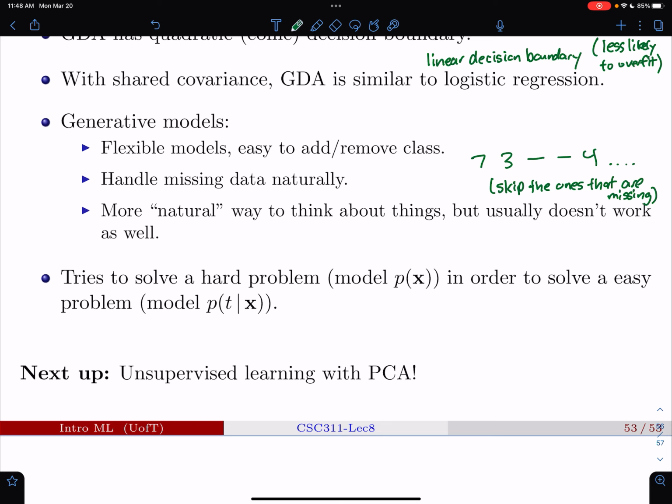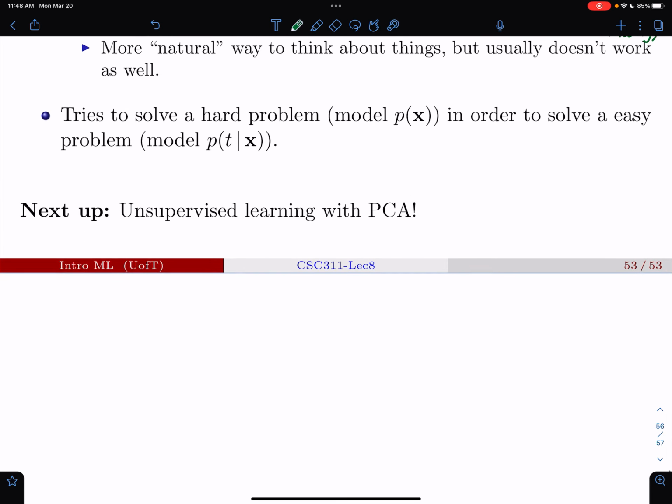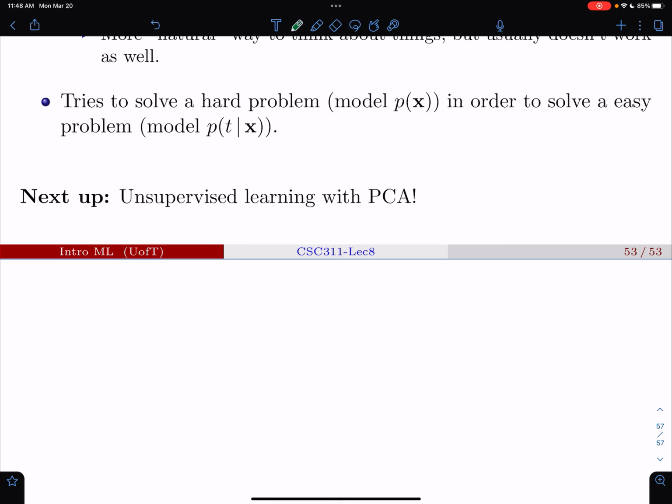I guess another thing that's sort of of interest lately is if you consider a giant pre-trained model like ChatGPT, is it going to be discriminative or generative? Which framework would we consider it under?